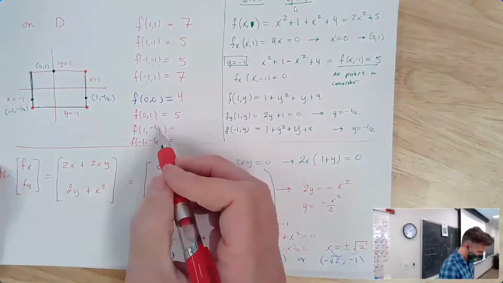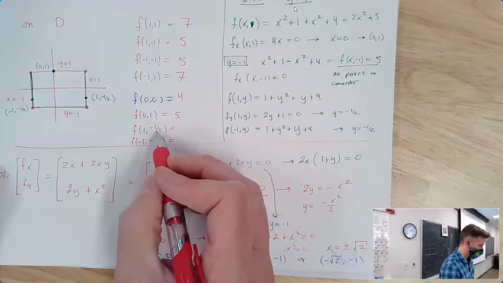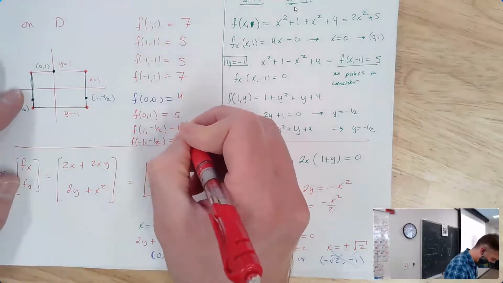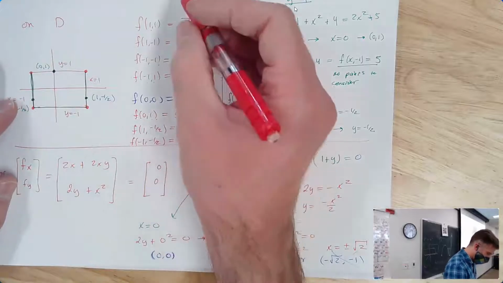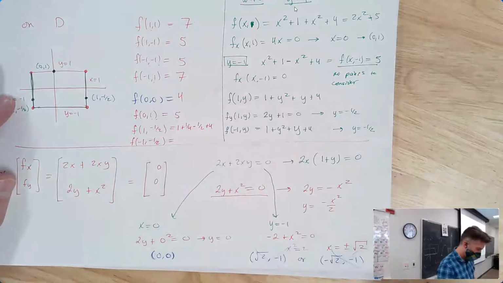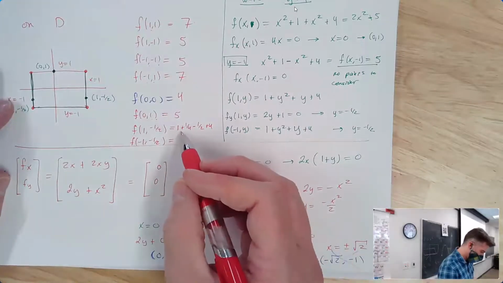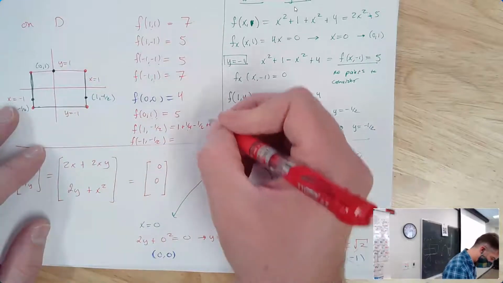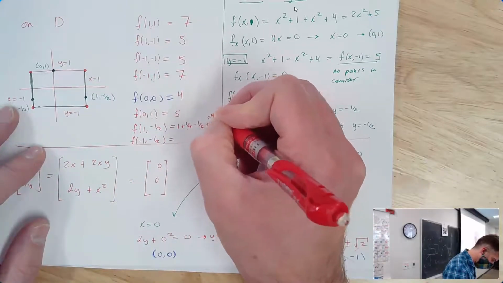And then these last couple, okay, if I plug in (1, -1/2), I should be a little bit more careful here. It's going to be 1 plus 1/4, 1 times -1/2 is -1/2, plus 4. That's going to be, let's see, 5 plus 1/4 minus 1/2. That's going to be 4 3/4, or 4.75.